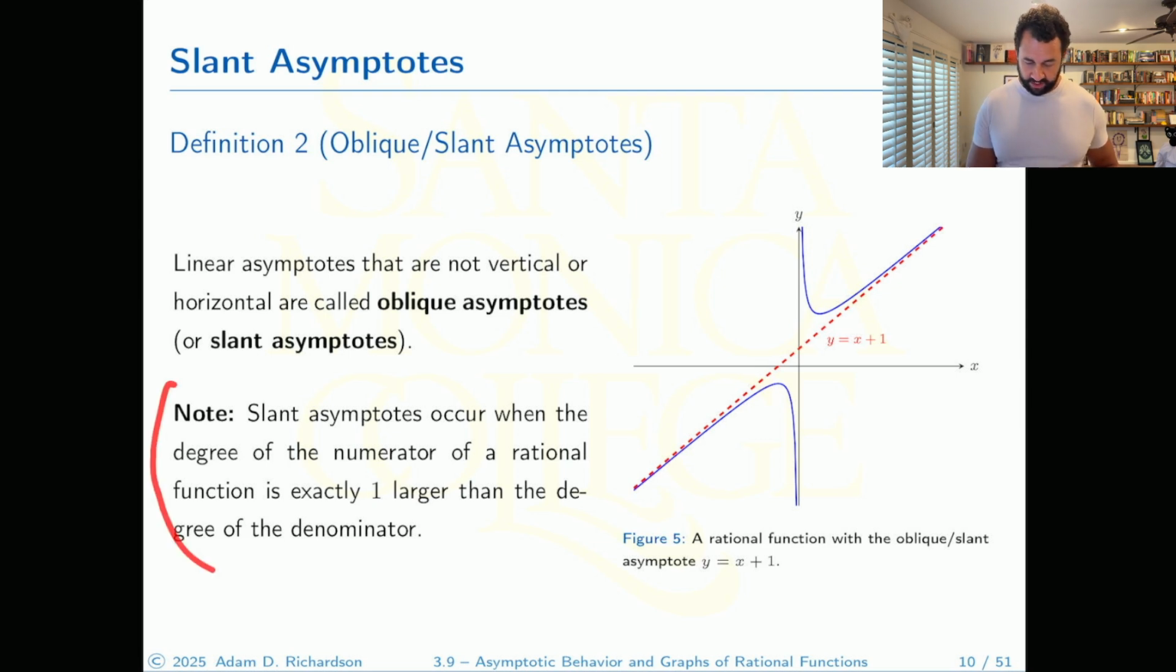A little note here, we're going to see this in one of the examples. We're also going to see it as part of a corollary that we're going to get in a minute. But slant asymptotes occur when the degree of the numerator of a rational function is exactly one more than the degree of the denominator, all right?